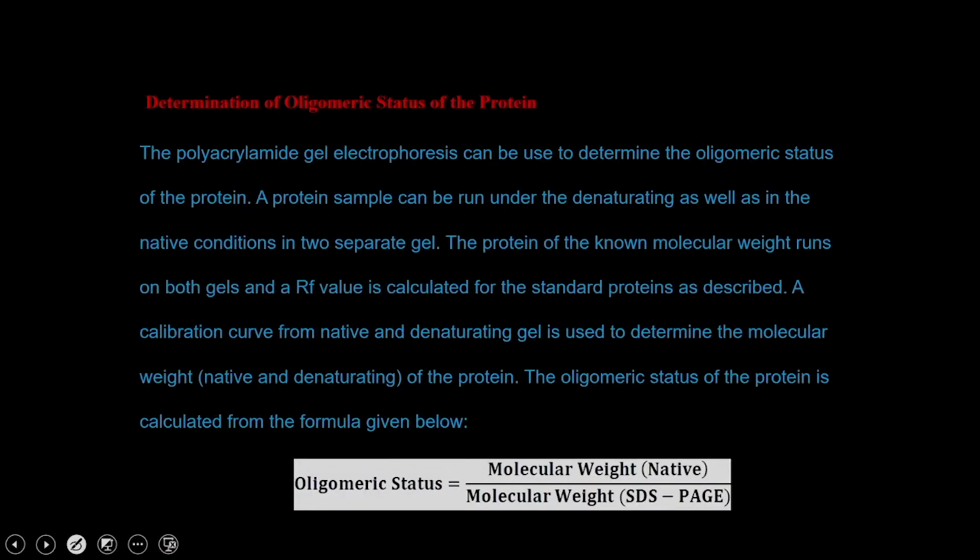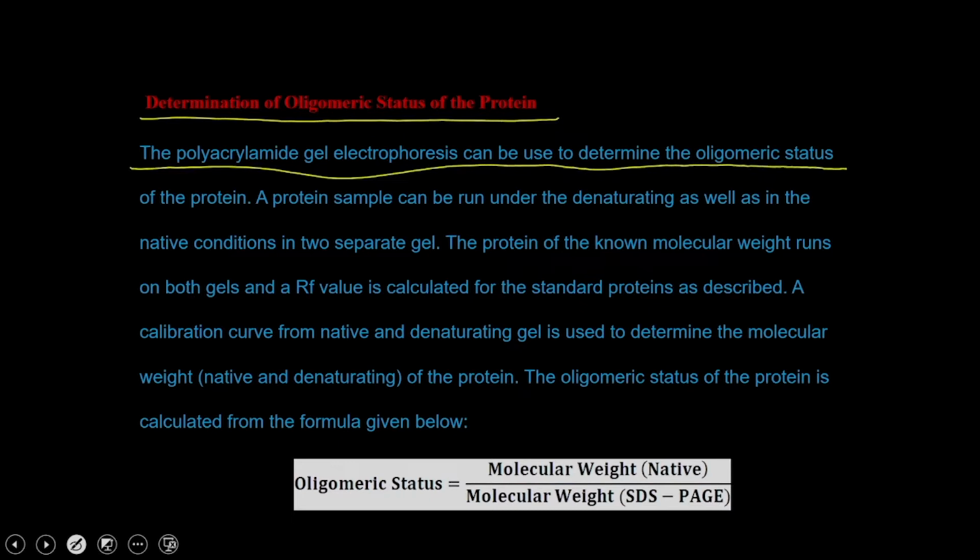So, how to determine the oligomeric status of the protein? Polyacrylamide gel electrophoresis can be used to determine the oligomeric status of the protein. A protein sample can be run under denaturing as well as native conditions in two separate gels.